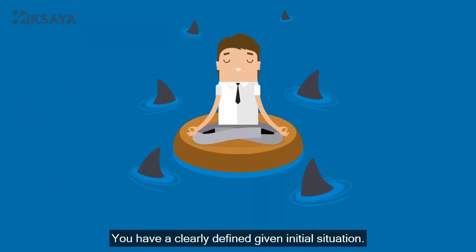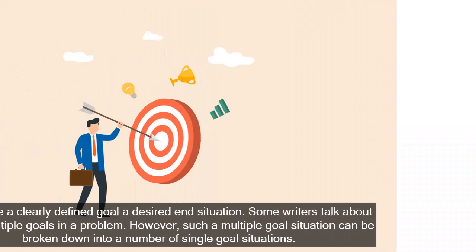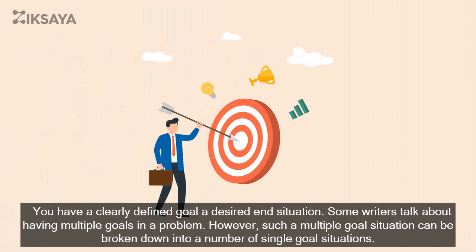You have a clearly defined given initial situation. You have a clearly defined goal, a desired end situation. Some writers talk about having multiple goals in a problem. However, such a multiple goal situation can be broken down into a number of single goal situations.